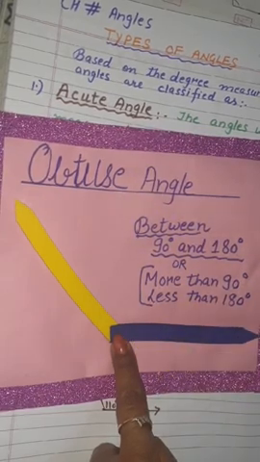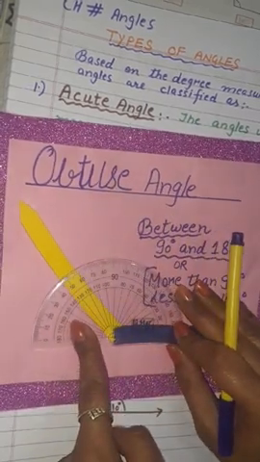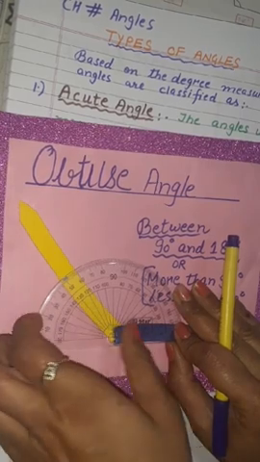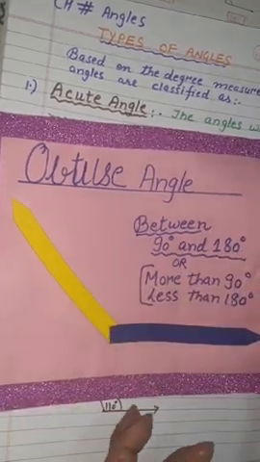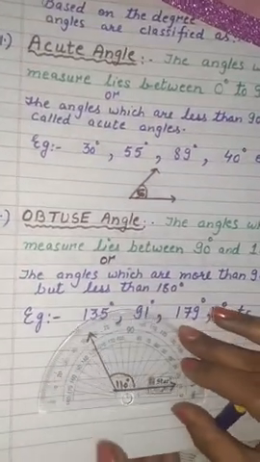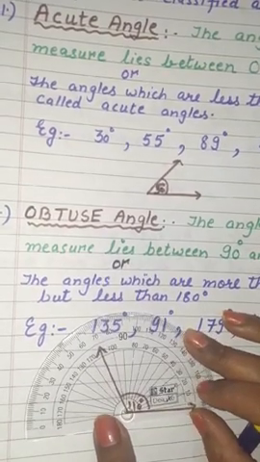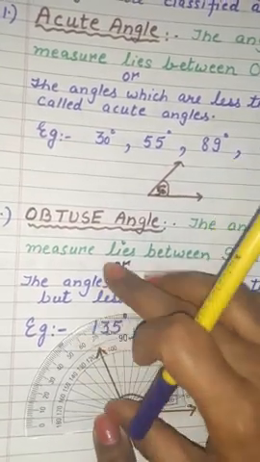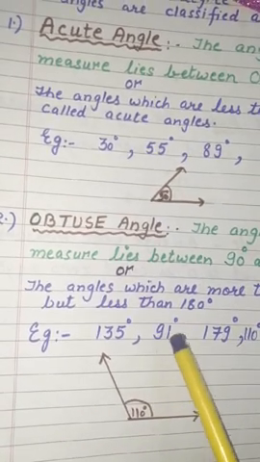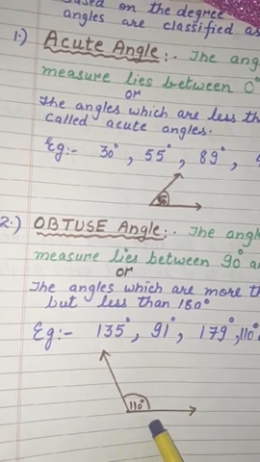It is more than 90, so we can measure it also. It is showing 130 degree over here, so we can say that it is an obtuse angle. Here is one more example. I can also measure it here. It is showing 110 degrees. So it is more than 90 and less than 180, so it is an obtuse angle.